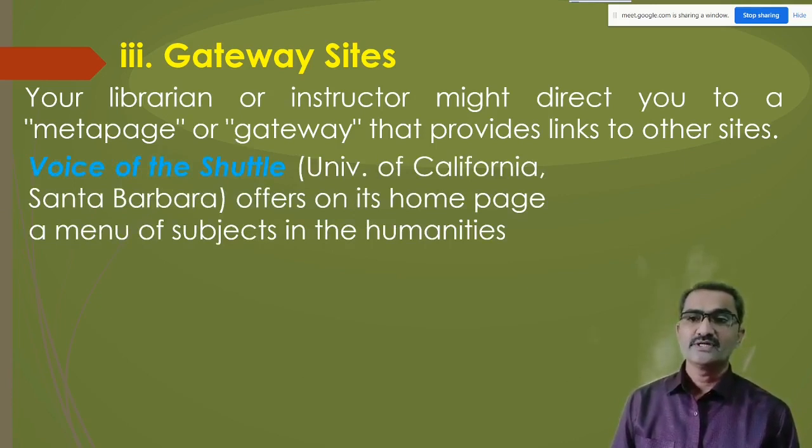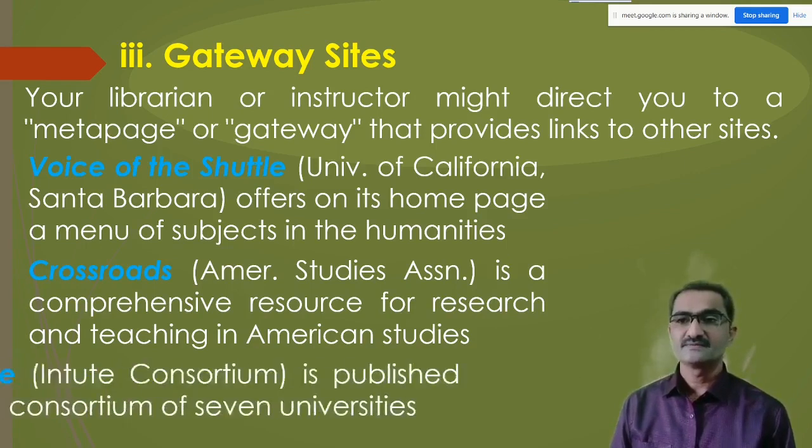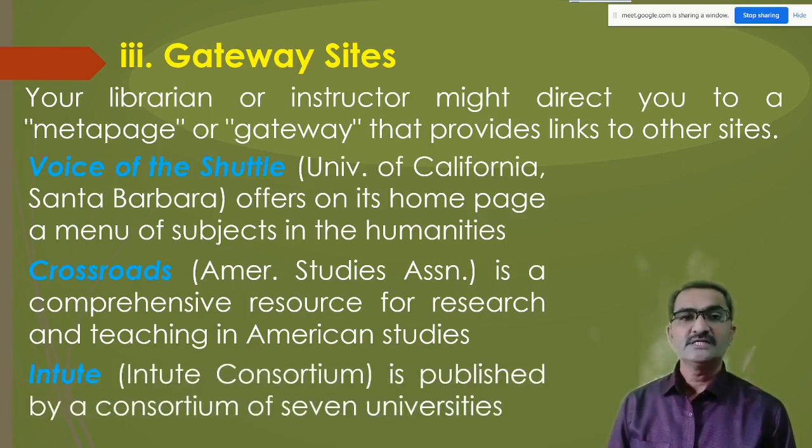This is actually designed at the University of California, Santa Barbara, which offers on its home page a menu of subjects in the humanities. So if you wish to do your study in the area of humanities, you can take the help of this source, Voice of the Shuttle. Second is Crossroads. It is designed by the American Studies Association, which is a comprehensive resource for research and teaching in American studies. Third is Intuit.